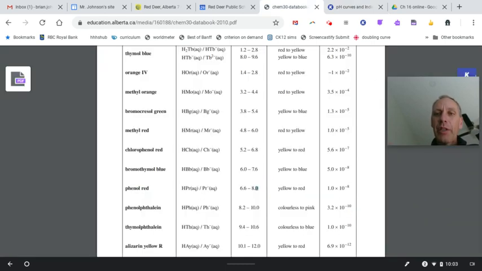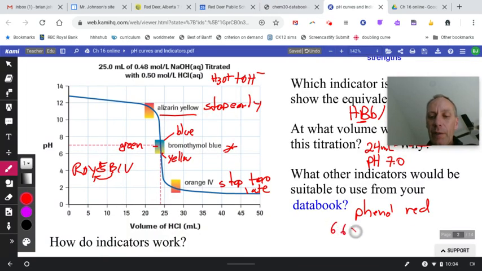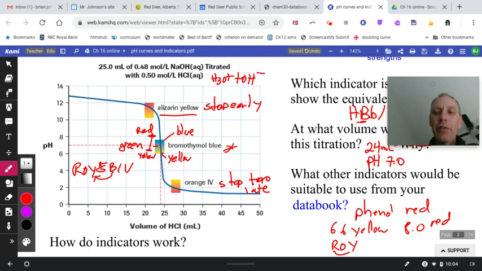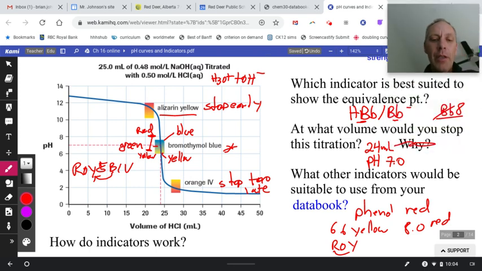And I'm just going to sneak a peek at that one again. So phenol red, 6.6 yellow, and 8 red. So on this curve, if we used phenol red at 8, it would start right here, red, and at 6.6, it would be done at yellow. So that one would also shift color. And again, if you nailed that, you'd hit the orange, red to yellow, and intermediate color of orange. So that would be a very good indicator to show this equivalence point as well.